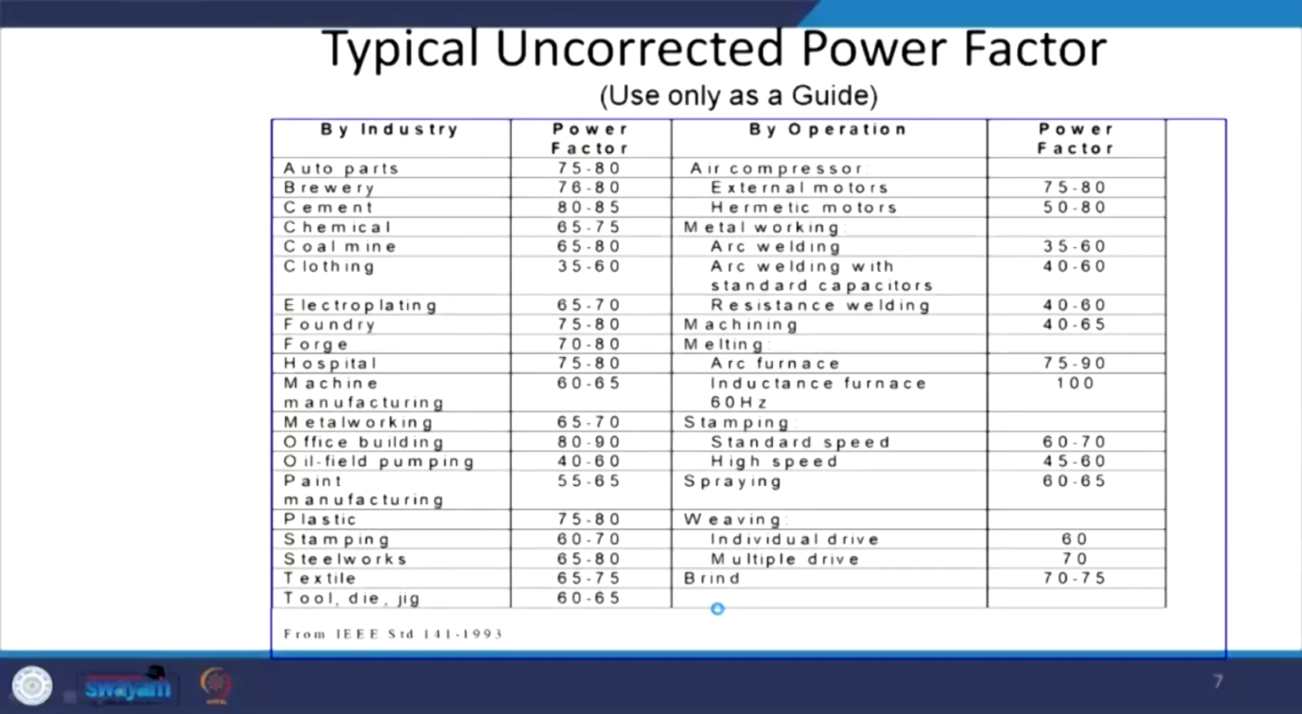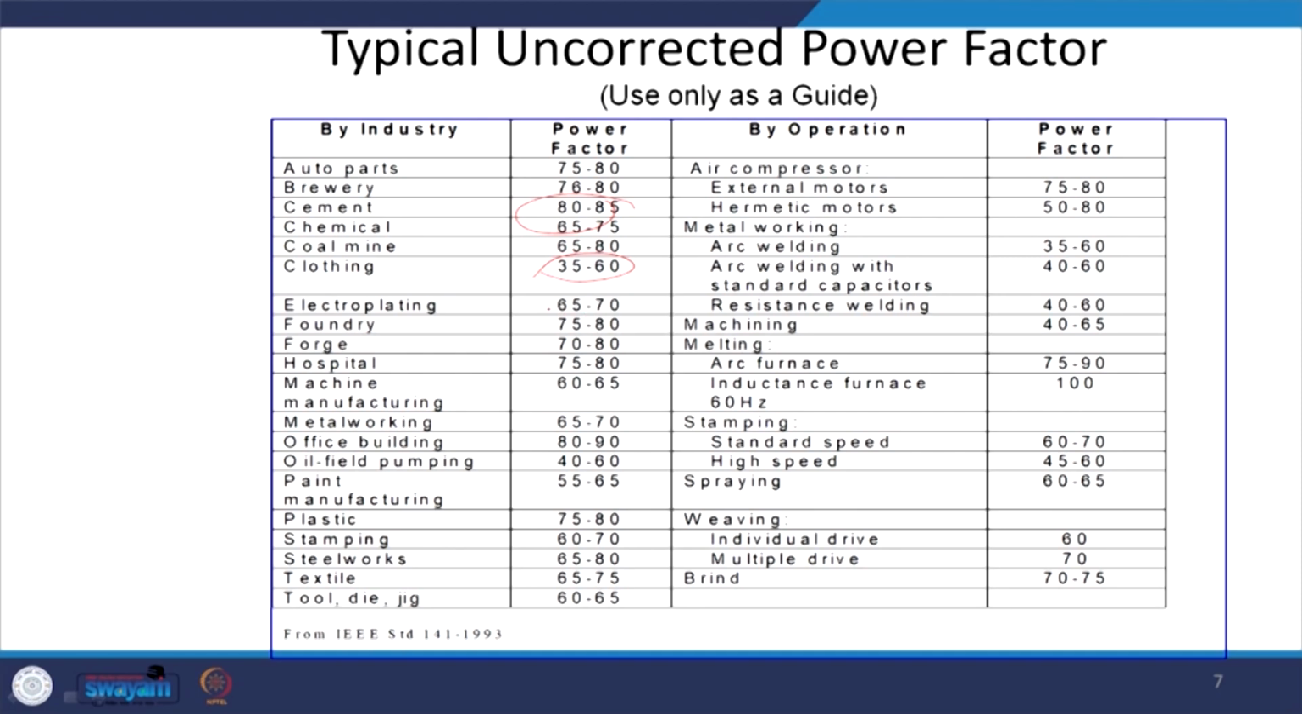Now, you see that industry uses different components, industry as well as we ourselves, and what is the power factor of it? Auto parts have a power factor of 0.7 to 0.8, and that is the air compressor. Thereafter cement is 80 to 85%, hermetic motor, and clothing may be very low, 35 to 60.